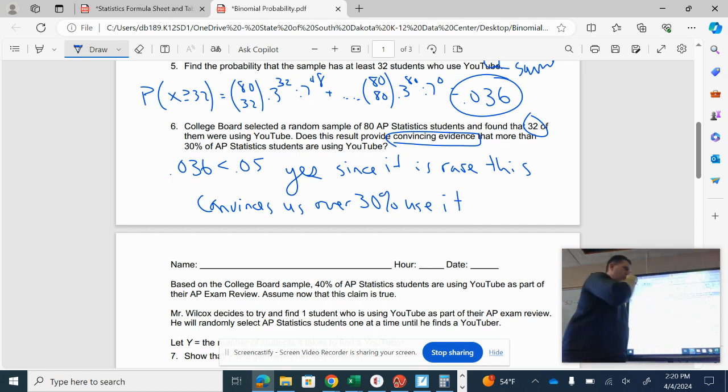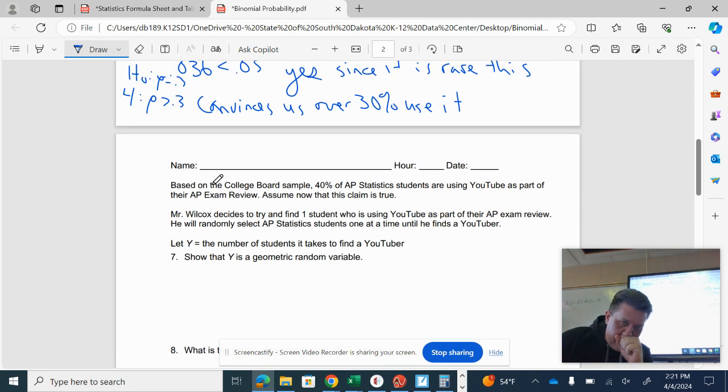more than that, over 30% are using it. We could write a null that P equals 30%. And the alternative P is greater, we'd reject the null and we'd say, yeah, it is evidence of that. All right, number 7.